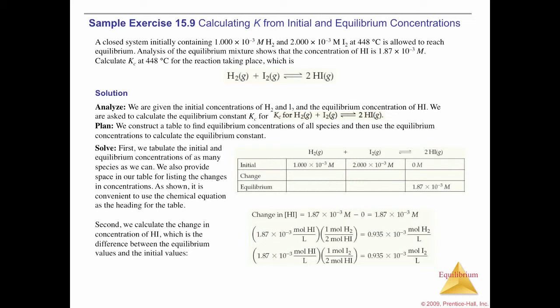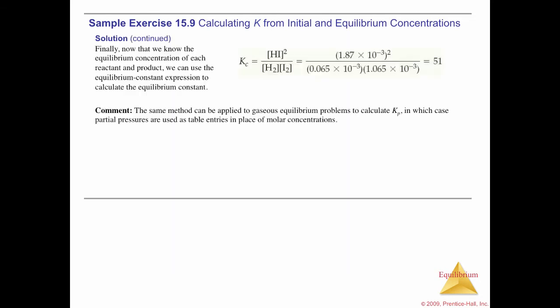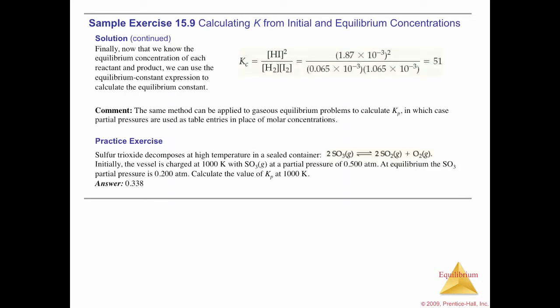Okay, we've already done sample exercise 15.9 in the previous slides, so we're just going to skip to the practice exercise. It says sulfur trioxide decomposes at high temperature in a sealed container. Initially, the vessel is charged at 1000 Kelvin with SO3 gas at a partial pressure of 0.5 atmospheres. At equilibrium, the SO3 partial pressure is 0.2 atmospheres. So I want you to calculate the value of K sub P at 1000 Kelvin. Try that now.